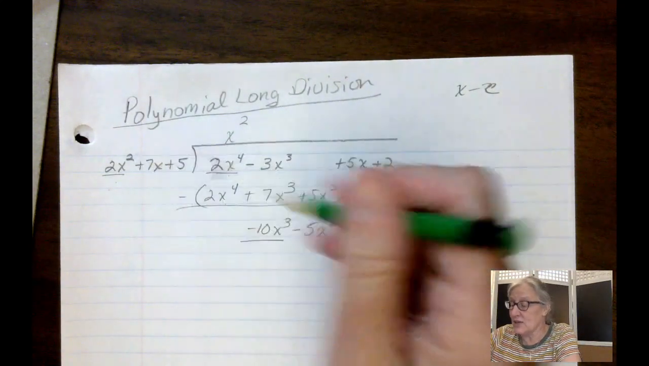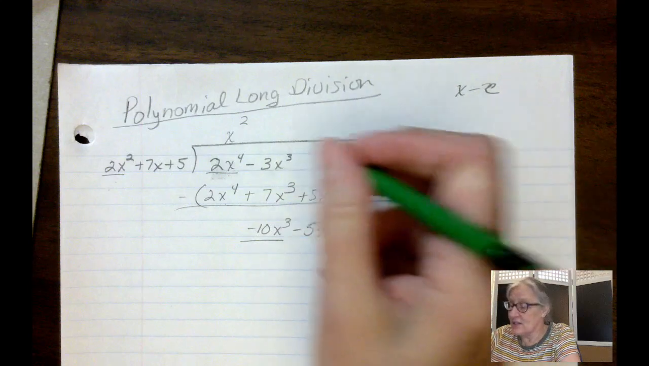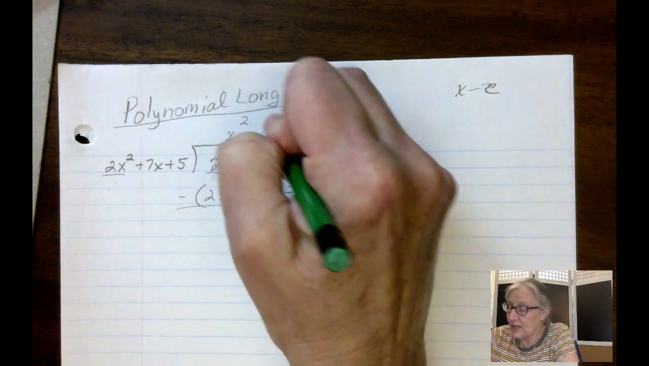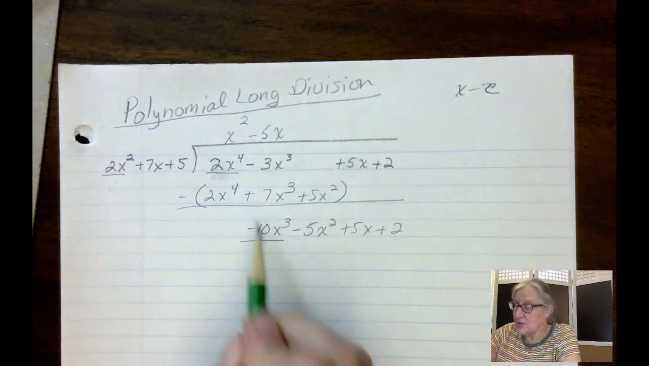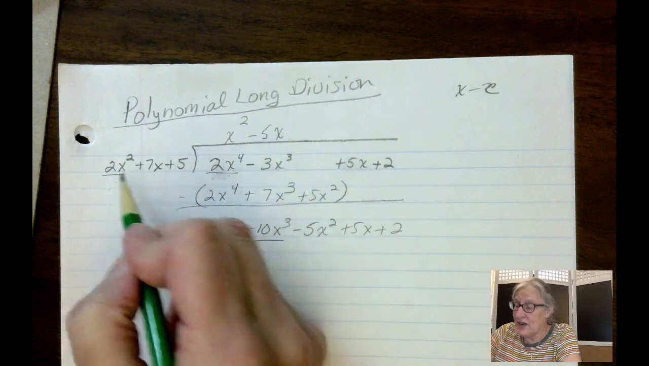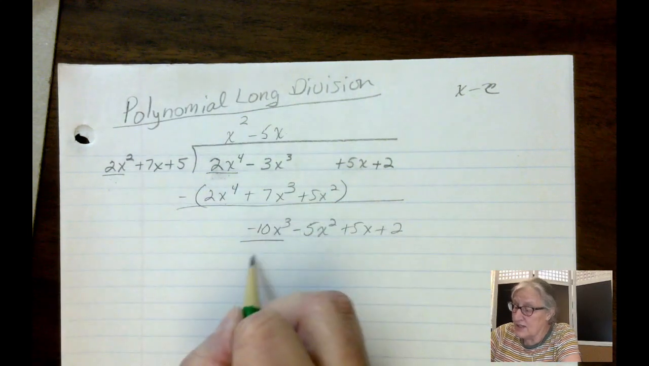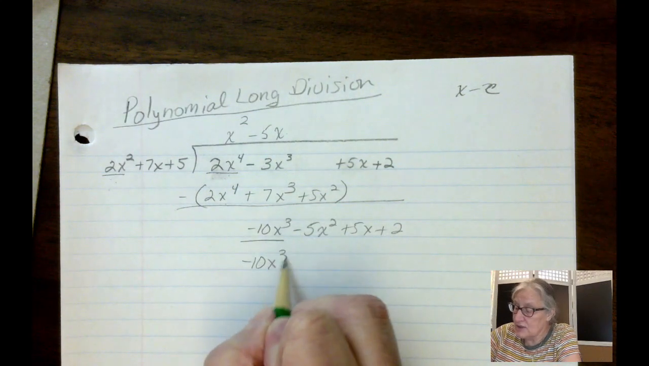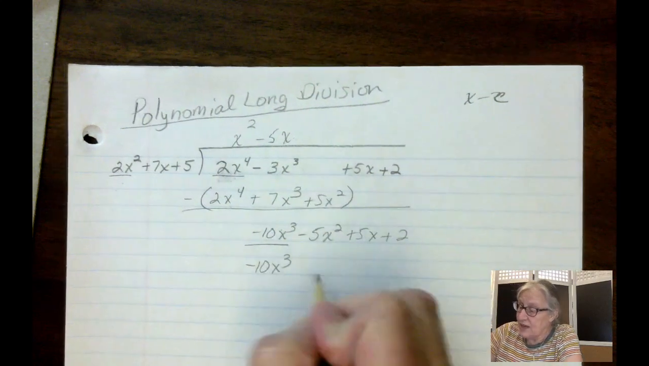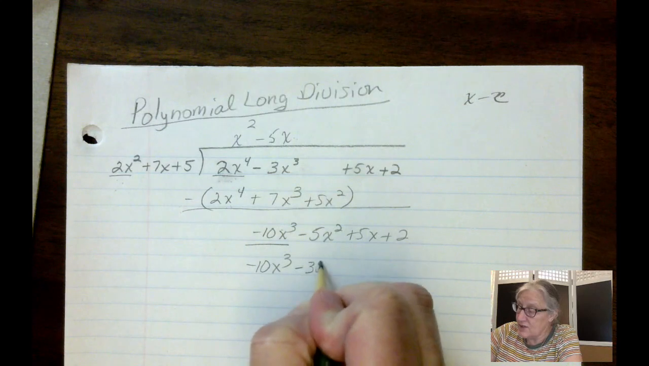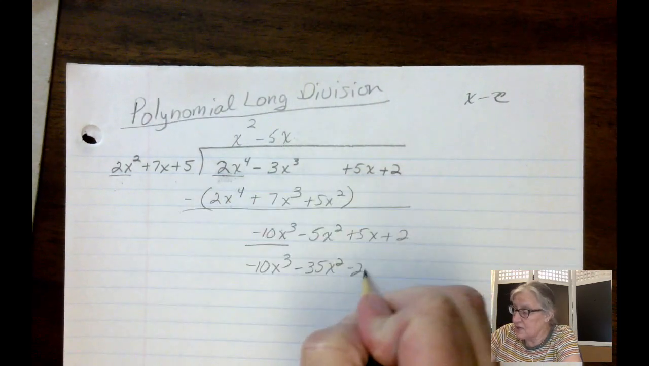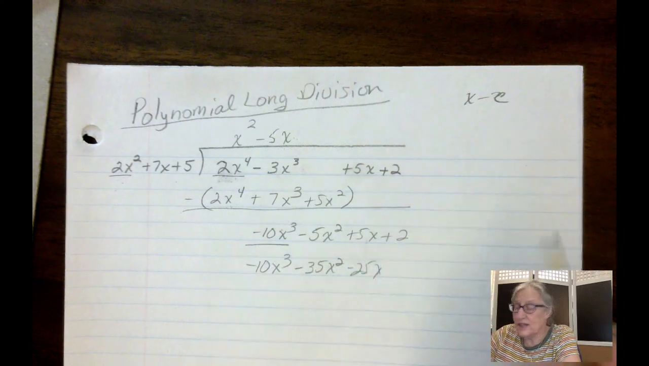Well, 2x squared times what gives us a minus 10x cubed? Or we could do the division, but either way, we're going to end up with a negative 5x up here. Because if you notice, we want this first term to always cancel out. So a negative 5x times 2x squared is a negative 10x cubed. And they match, right? Negative 5x times 7x is a minus 35x squared. And a negative 5x times 5 is a negative 25x. So we're, again, lining up our columns.